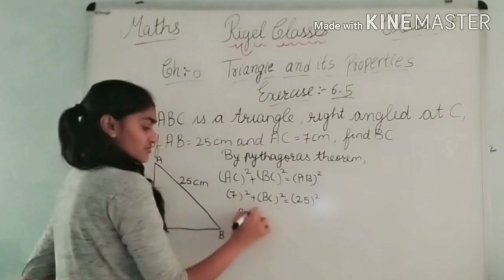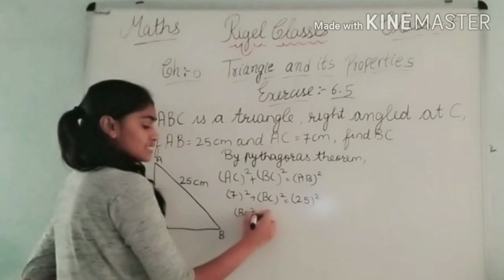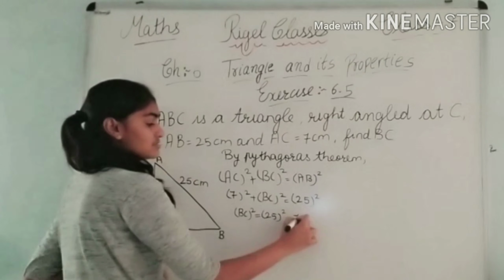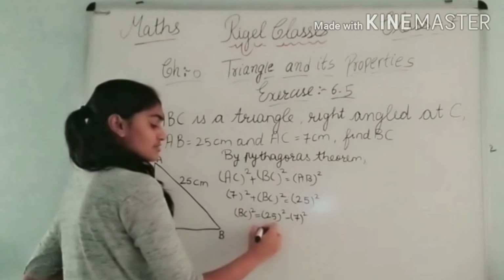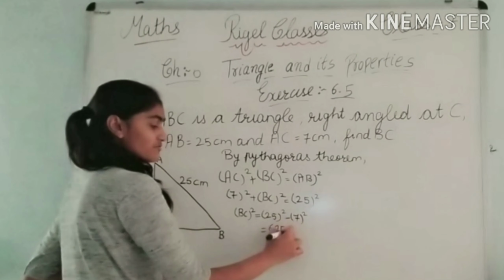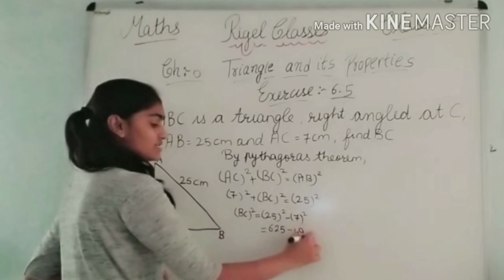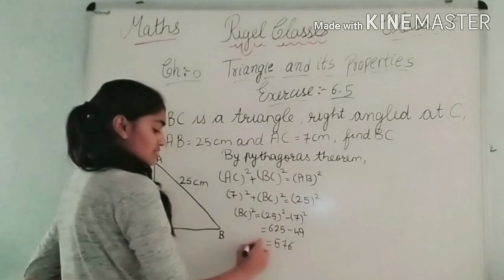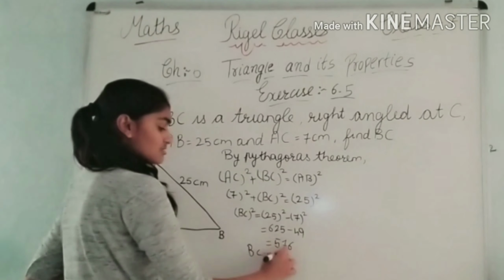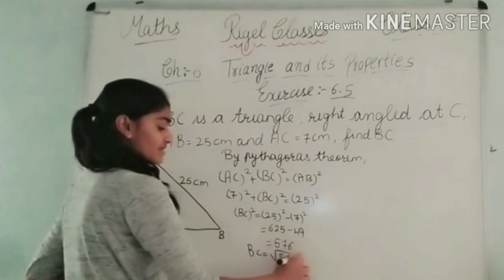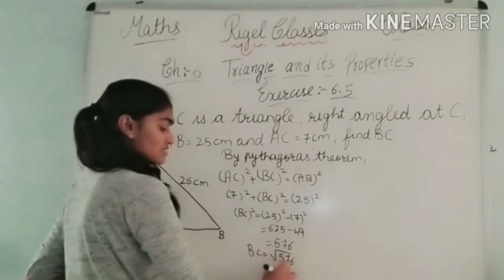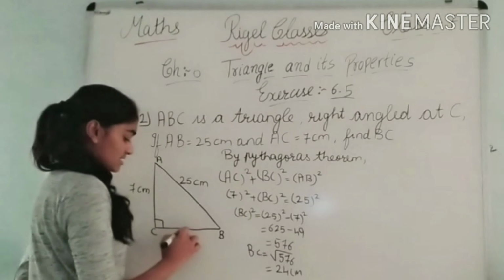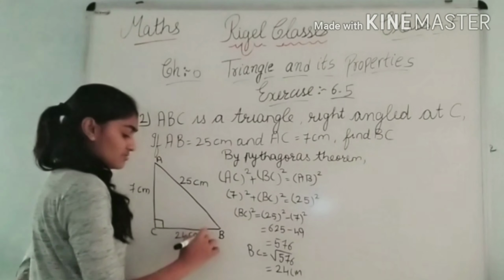Therefore we need to find BC, so we will make it as that BC square equals 25 square minus 7 square. 25 square is 625 minus 7 square 49 equals 576. Therefore BC equals under root 576 which equals 24 centimeter. So we got the length of BC, that is 24 centimeter.